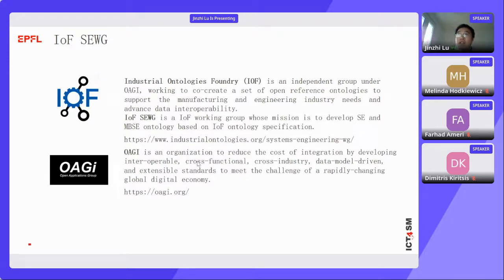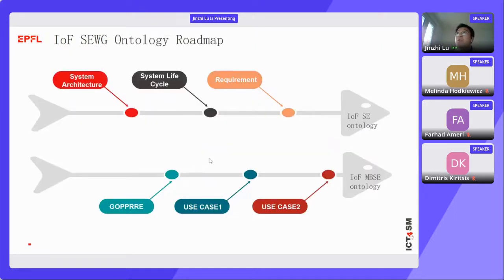So that's why we want to set up a working group to support all these issues. Currently, we have in our roadmap two main streams. The first one is the IOF systems engineering ontology. We are focusing on the system architecture, system life cycle, and the system requirement, and also the systems themselves. Another main stream is focusing on model-based systems engineering. We hope to use ontology to represent different virtual models.